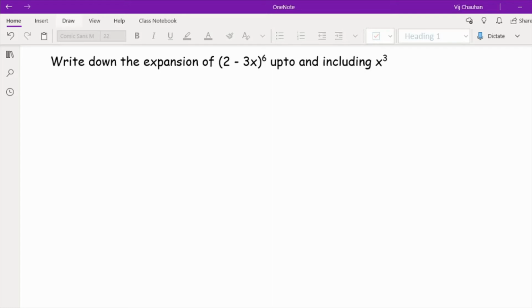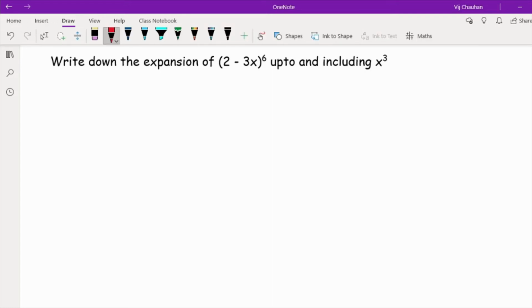So going on from this, working with the expansion, each term is going to consist of 3 parts. I've got the first term and I've got the second term. Now I only need to go up to x cubed, so I only need to do the first 4 lines. So here I'm going to start off with 6C0, then 6C1, 6C2, and 6C3.